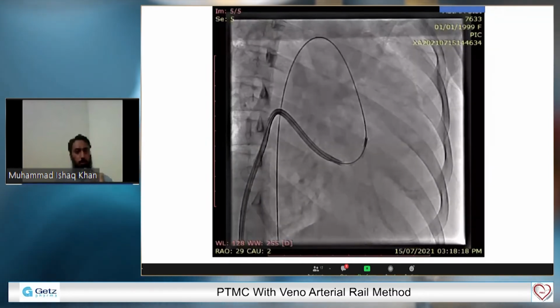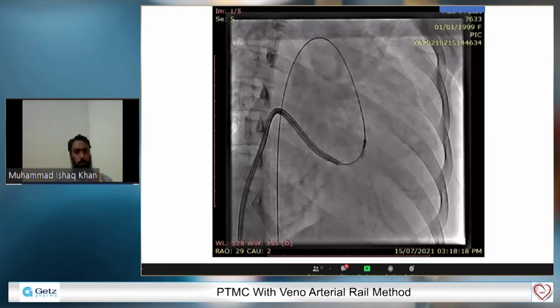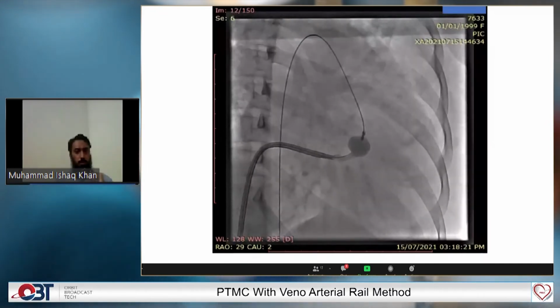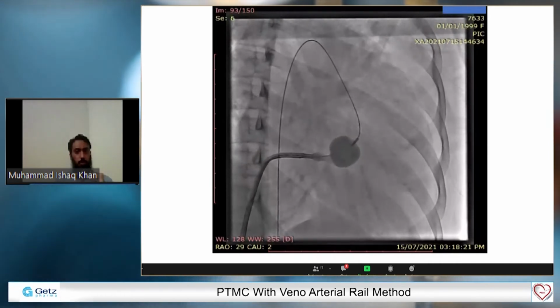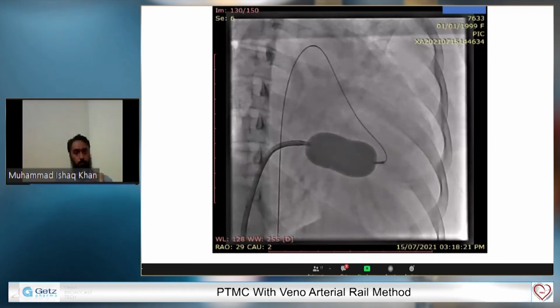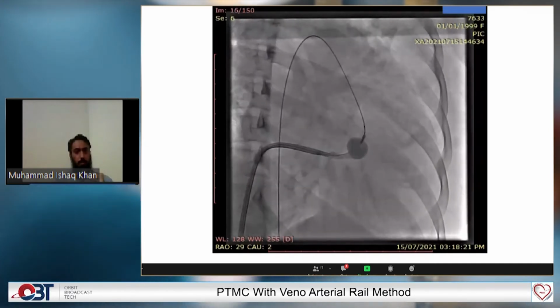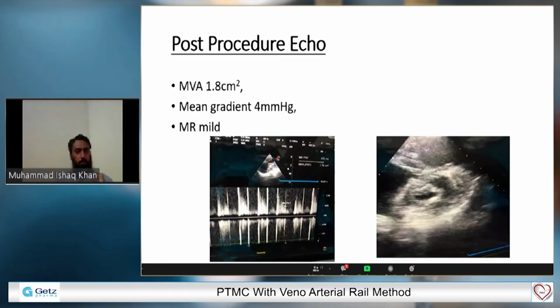Then we were able to cross the balloon through the mitral valve. Here you can see the final dilatation of the balloon with excellent results, with almost no waist left in the balloon. After the dilatation, the mean pressure gradient dropped down to 4 millimeters of mercury. The patient was shifted with stable hemodynamics into the CCU, and later on, the mitral valve area through transthoracic echo was almost 1.8 centimeters square with pressure half-time of 125 milliseconds and only mild MR.